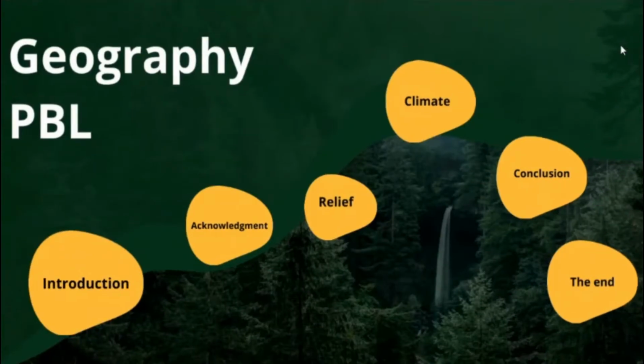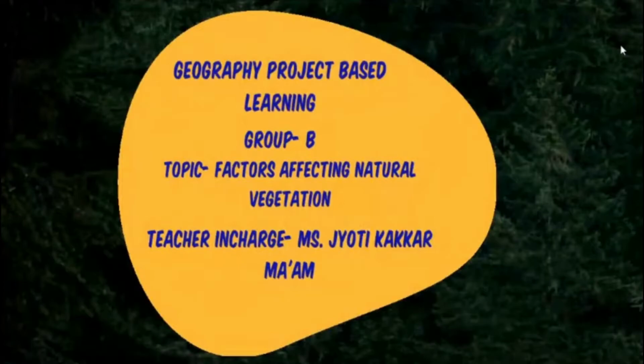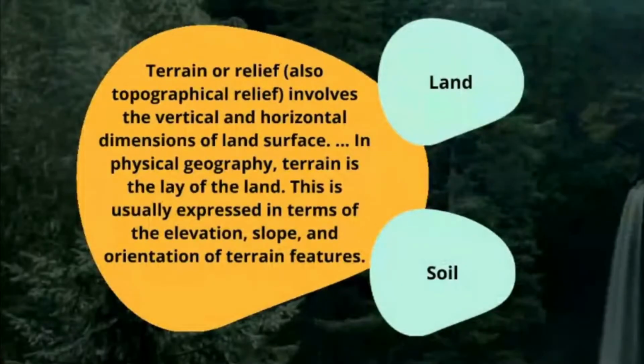Hello everyone. Today we will tell you about the factors that affect the natural vegetation of an area. And the first factor is terrain or relief. Terrain or relief involves the vertical and horizontal dimensions of land surface. In physical geography, terrain is the lay of the land. This is usually expressed in terms of the elevation, slope, and the orientation of terrain features.